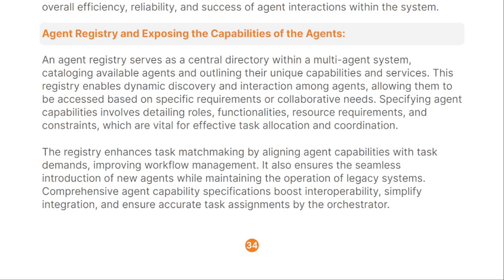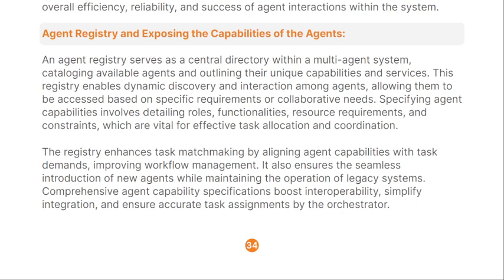Agent registries serve as the central directory within a multi-agent system, cataloging available agents and outlining their unique capabilities and services. These registries enable dynamic discovery and interaction among agents, allowing them to be accessed based on specific requirements or collaborative needs. Specifying agent capabilities involves detailing roles, functionalities, resource requirements, and constraints, which are vital for effective task allocation and coordination. The registry mechanism supports task matchmaking by aligning agent capabilities with task demands.